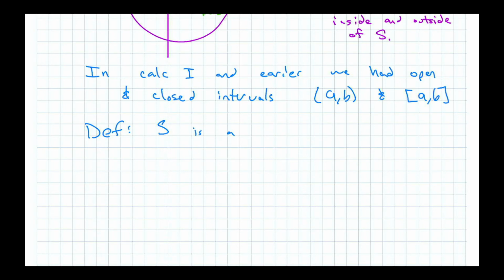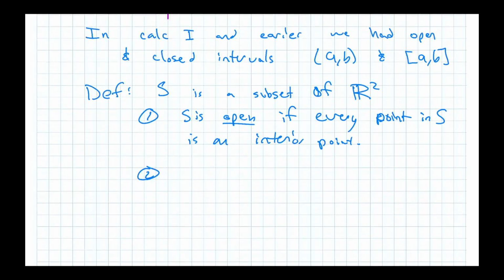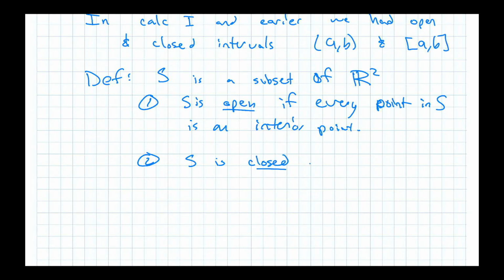Let's see. S is a subset of R2. S is open if every point in S is an interior point. And S is closed if all boundary points of S are inside S.